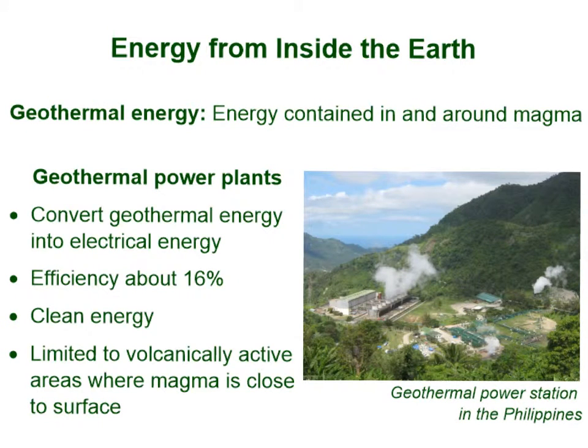What about energy from inside the earth? The term for that is geothermal energy. It is energy contained in and around magma from inside of the earth. The efficiency of geothermal power plants is about 16%. They're converting that geothermal energy into electrical energy, and it is considered a clean energy, even though geothermal power plants can produce sulfur-based compounds. Pumping the water that condenses from steam back into the ground reduces this pollution, so it's called a clean energy. One of the limitations is that it is limited to volcanically active areas where magma is close to the surface. Here is a picture of a geothermal power station in the Philippines.